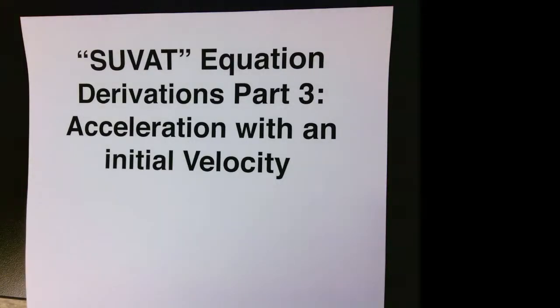In the third part of our SUVAT equation derivations, we're going to consider the case with acceleration and initial velocity. We began by considering the case of constant velocity, then zero velocity with constant acceleration. Now we're going to combine the two, have initial velocity and have acceleration occur.